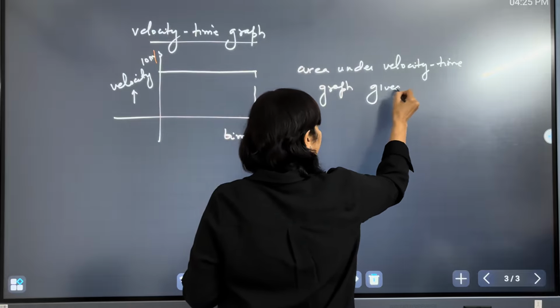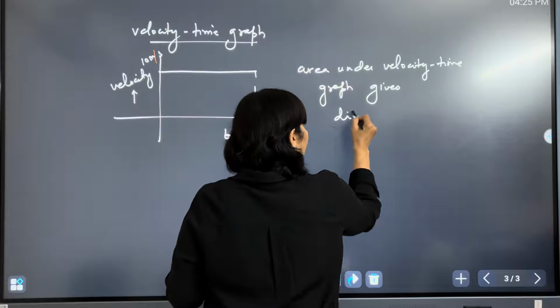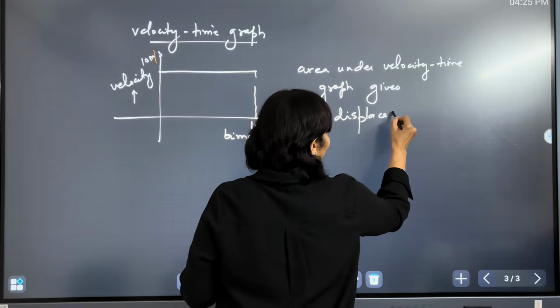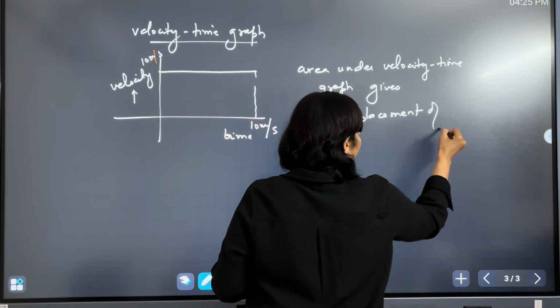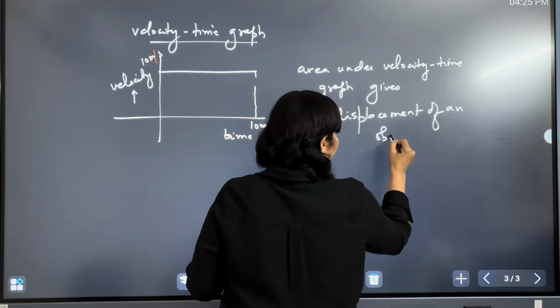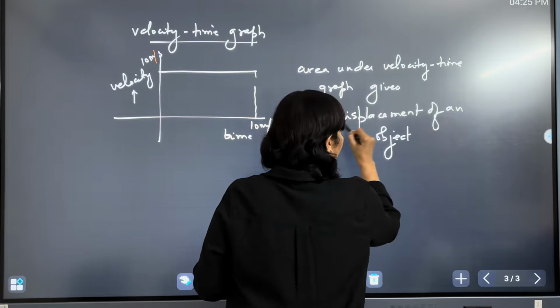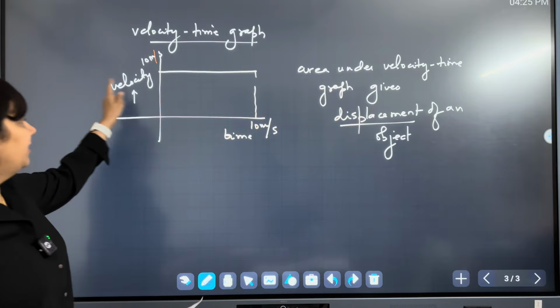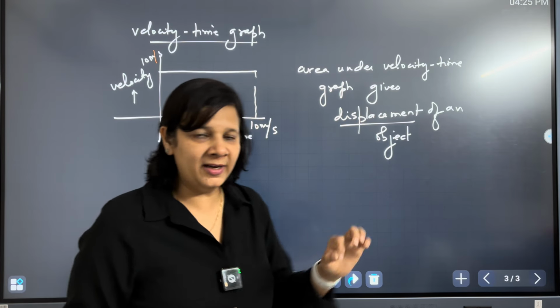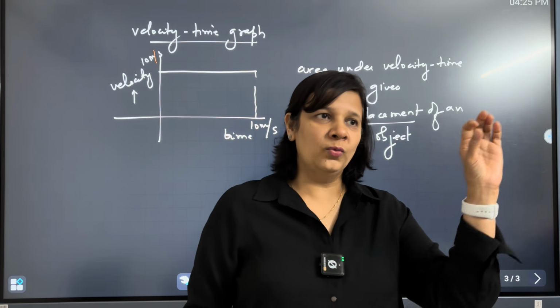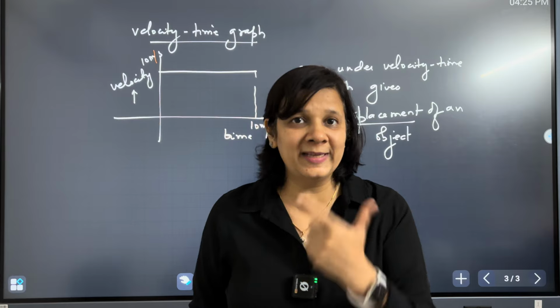gives the displacement of an object. Velocity into time. Velocity is defined as the rate of change of displacement, so velocity into time will give you the displacement.